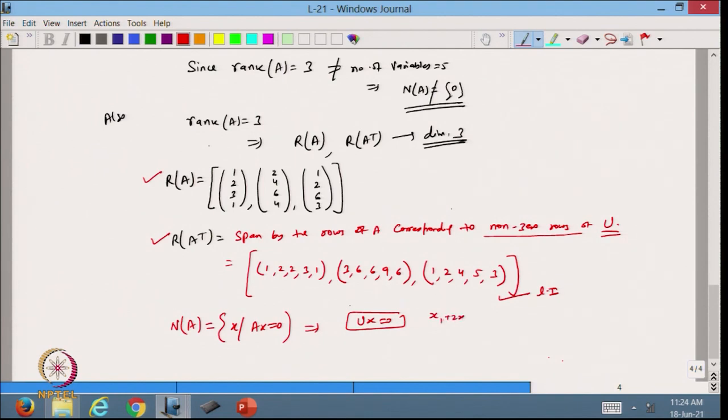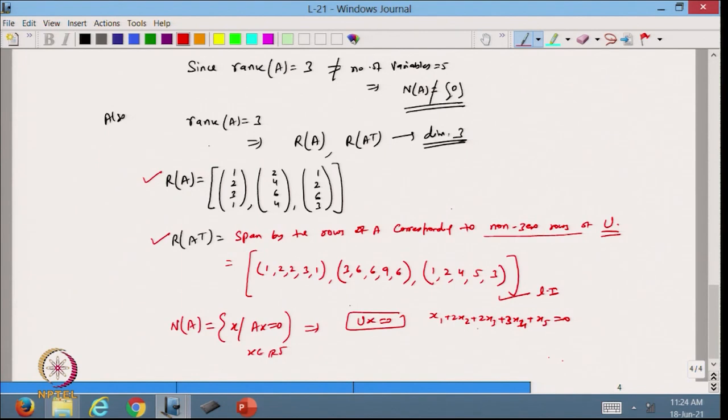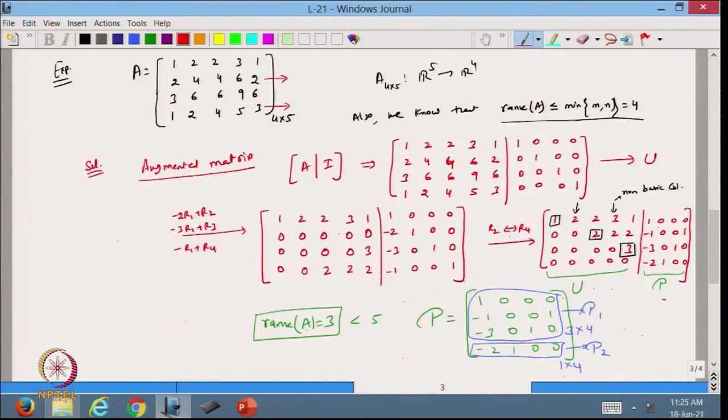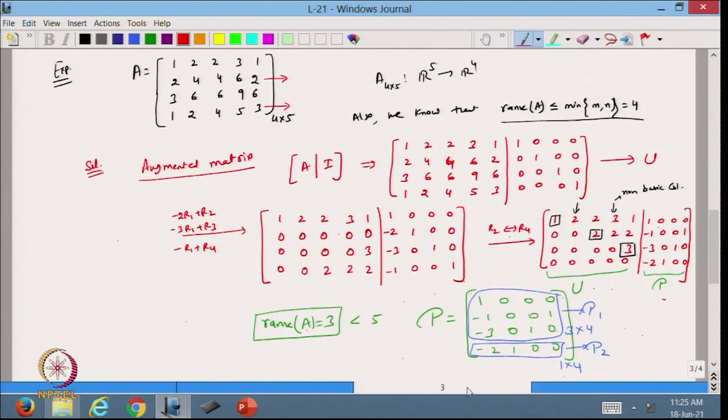So, we are getting from here x1 plus 2x2 plus 2x3 plus 3x4 plus x5 equal to 0, because here the x is coming from R5, because it is a transformation from R5 to R4. And then from the second non-zero row it is 2, 2, 2. So, I can write from here it is 2x3 plus 2x4 plus 2x5 equal to 0, and then from the third row it is 3x5 equal to 0. So, this one we can write.